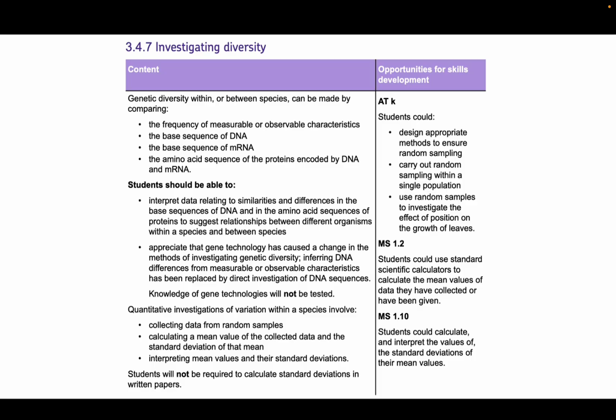But to recap everything we've done, we know that genetic diversity within or between species can be made by comparing the frequency of measurable or observable characteristics, and we can also compare the base sequence of DNA, the base sequence of mRNA, and an amino acid sequence of the proteins encoded by DNA and mRNA.